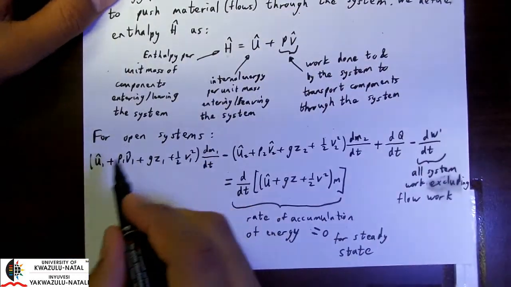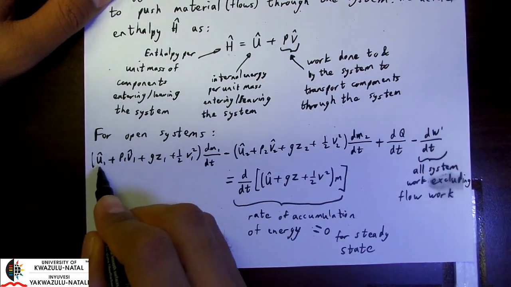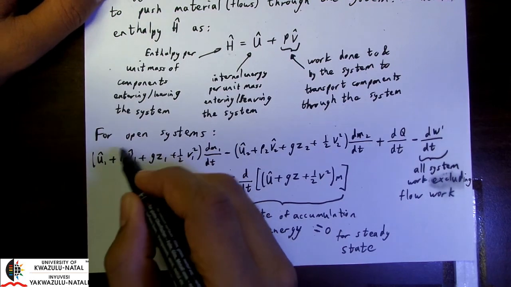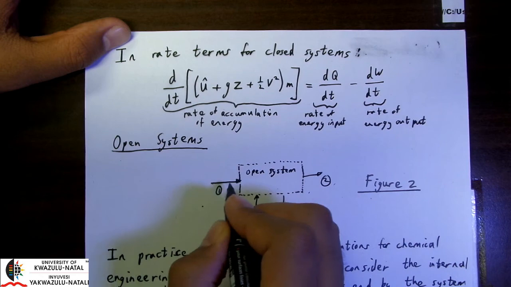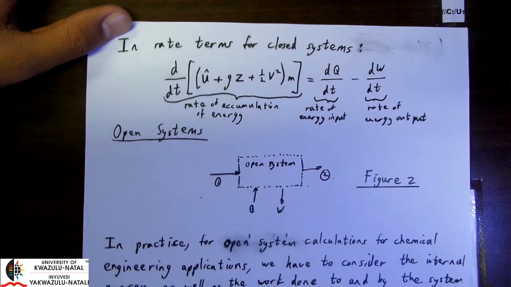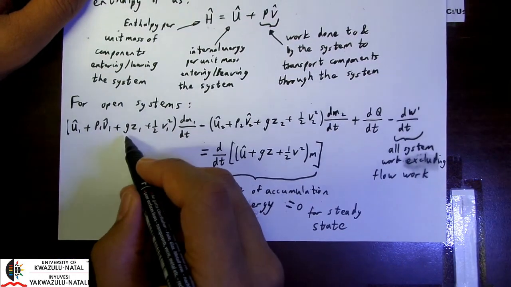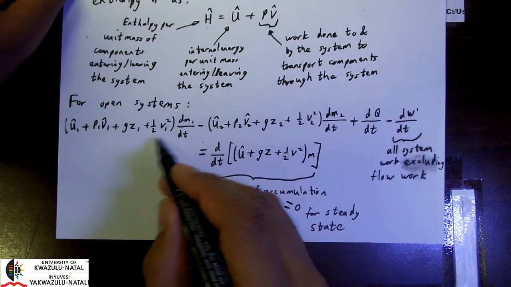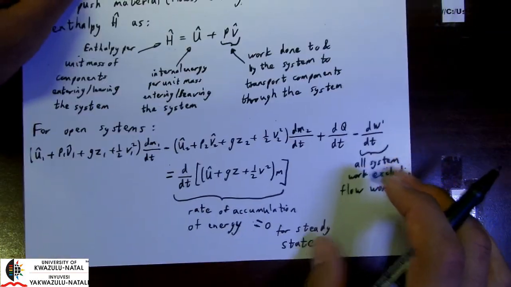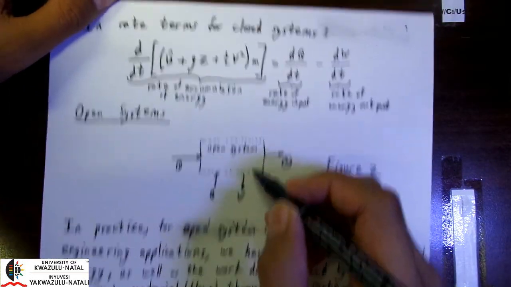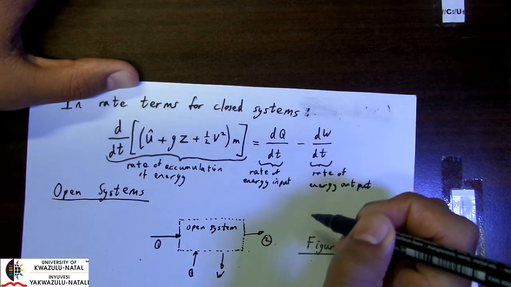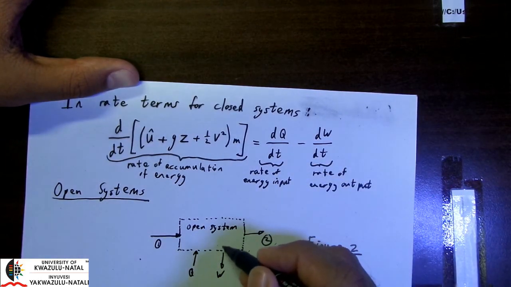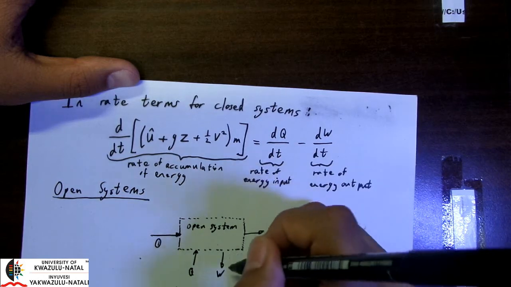It will have an associated internal energy, a work energy as a result of its flow. Some work had to have been done to push that fluid into the system, as well as potential energy and kinetic energy. And then we have, in addition to our output, remember for closed systems we have our rate of energy output being represented only by our work in this case.